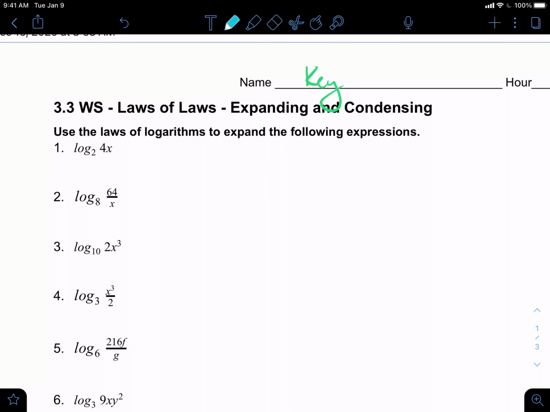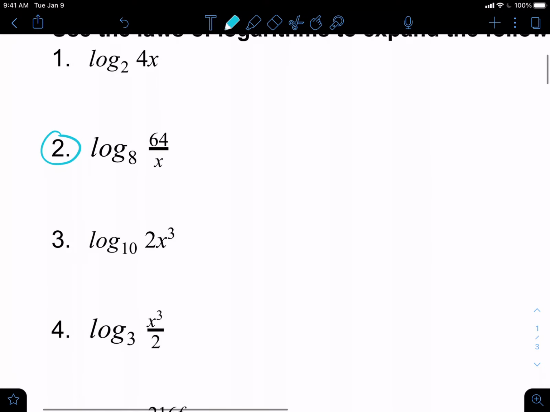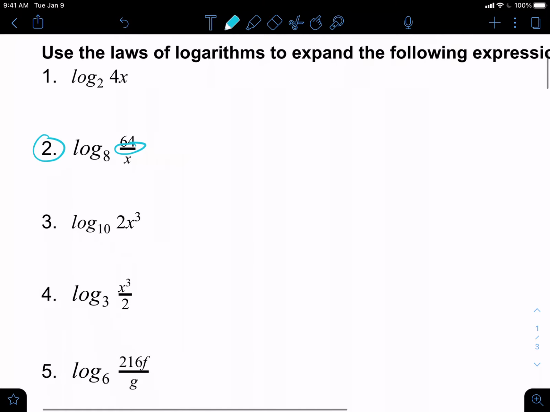So looking ahead to problem number 2, what we are being asked to do is expand this right now. Anytime we see division, that means subtraction. So I can rewrite this as log base 8 of 64 minus log base 8 of x. It's always the top minus the bottom in that situation.